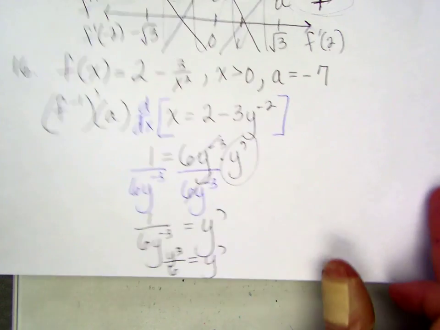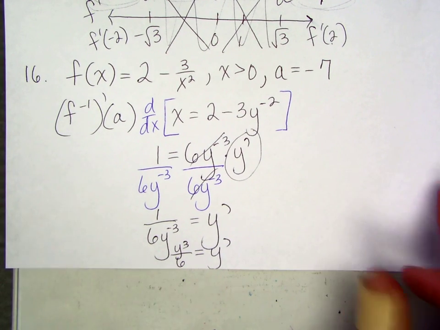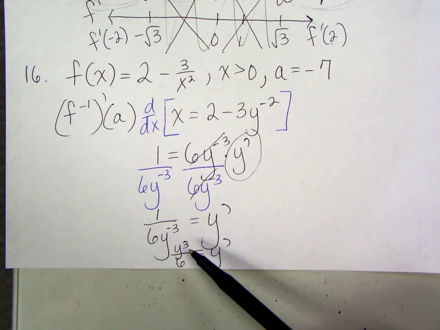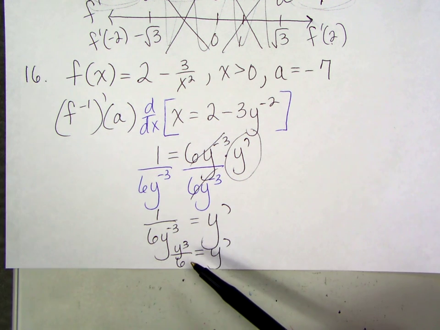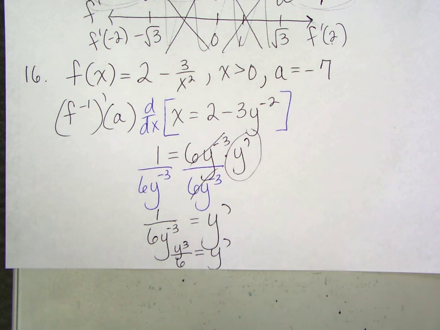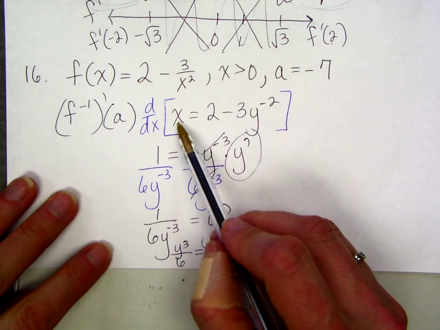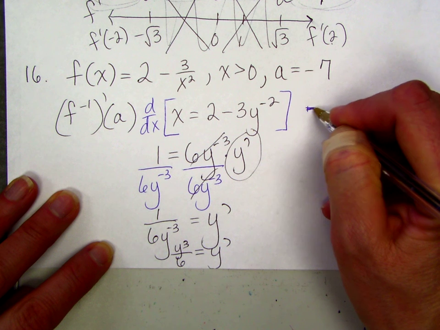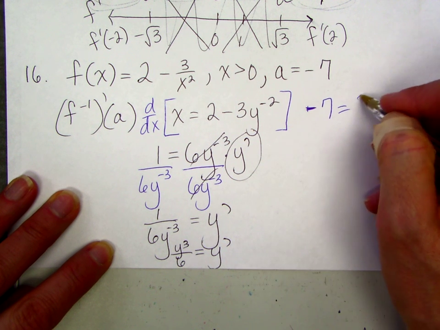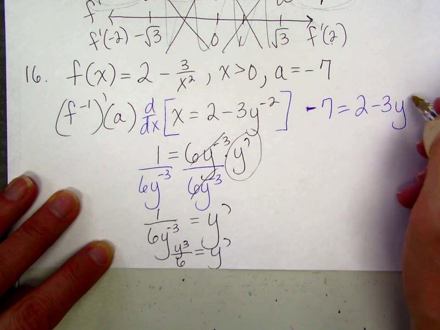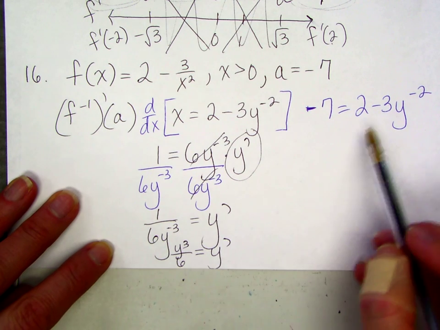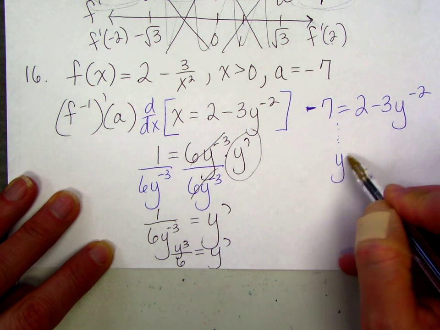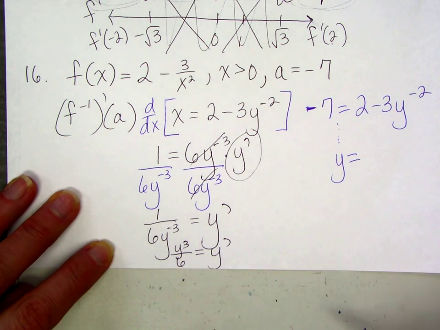The most common mistake in this problem is to do all this and then plug negative 7 in for y. Negative 7 is not y, it's x. So I'm going to go back to this equation right here, and I'm going to plug negative 7 in for x. And I want to find out what y is, because then if I solve this for y, I can plug that in and get my final answer.